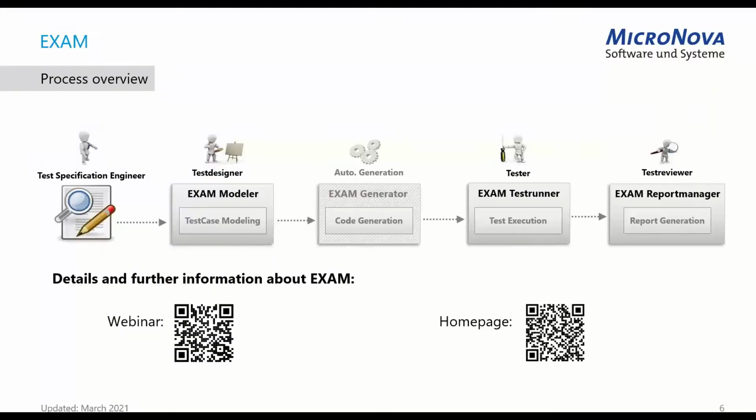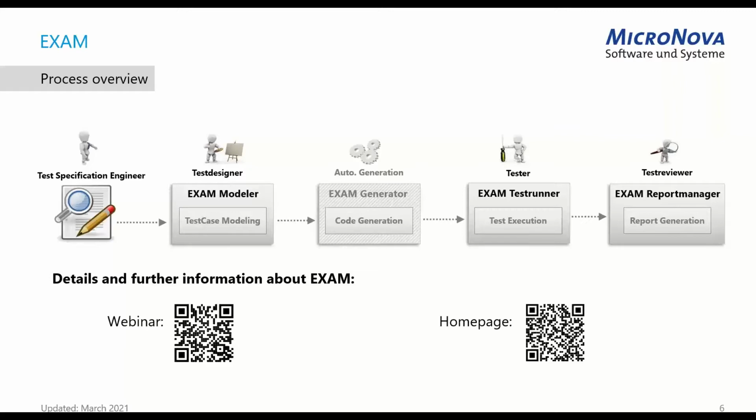Now let's transfer these three main components from EXAM to a more process-oriented overview. On the left side here, you can see the test specification engineer, who normally provides a test specification that can be implemented with all its test steps by a test designer, who uses the EXAM modeler and designs his test cases in a graphical way. Those test cases will then be generated automatically by a server component called the EXAM generator to runnable Python code.